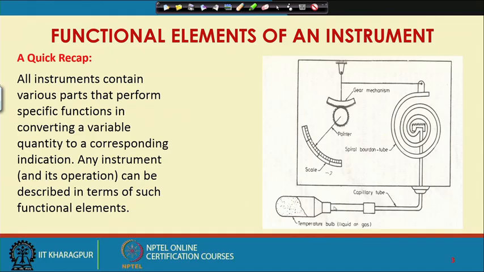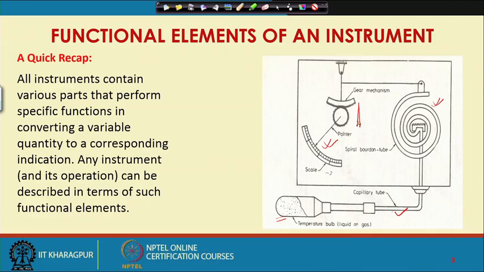We took this example of a pressure thermometer, which consists of a bulb, then there is a capillary tube, the other end of the tube there is a Bourdon tube or spiral Bourdon tube attached, and the other end of the Bourdon tube is connected to this pointer and scale using a gear and linkage mechanism.